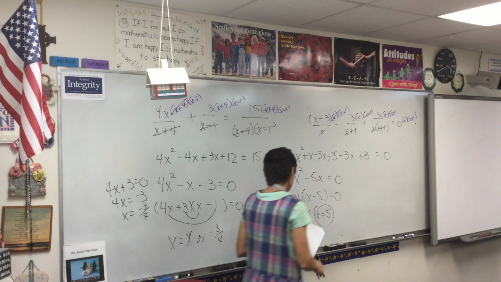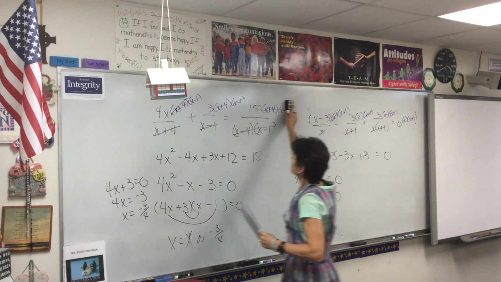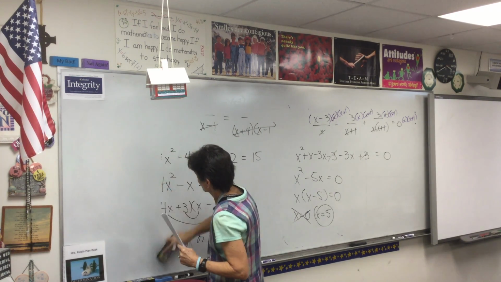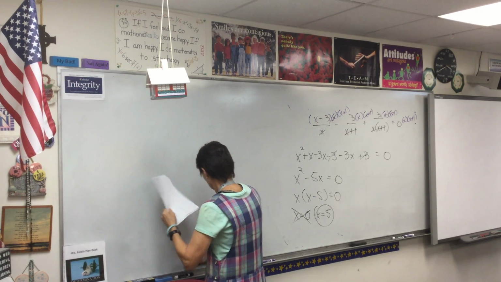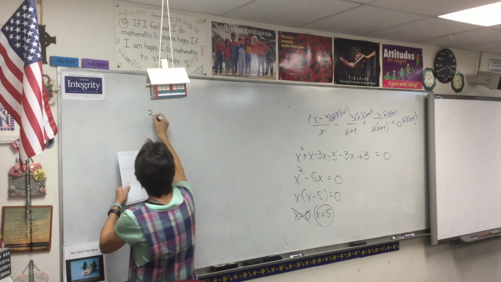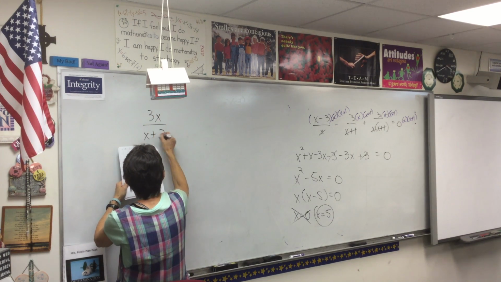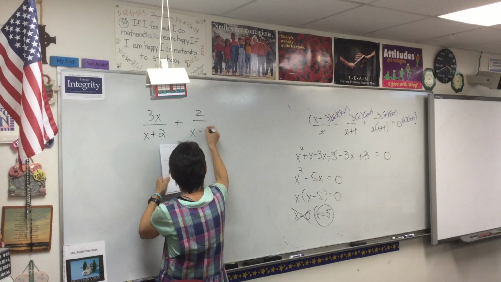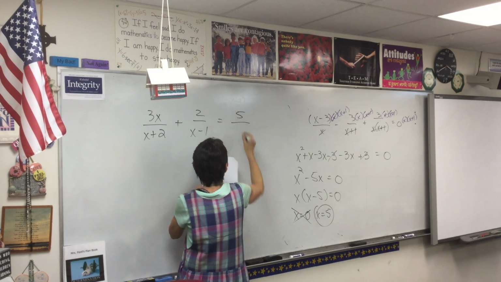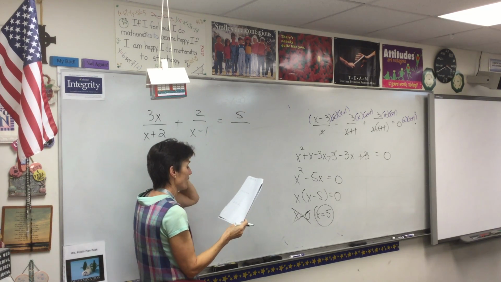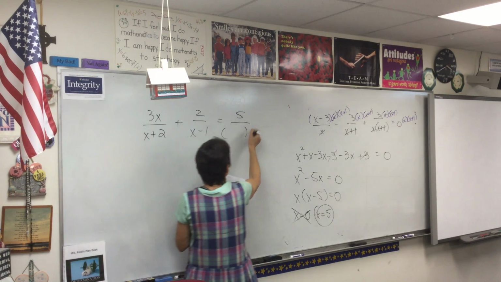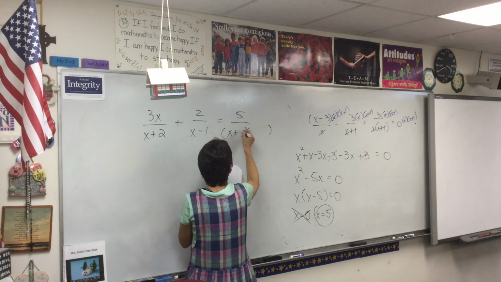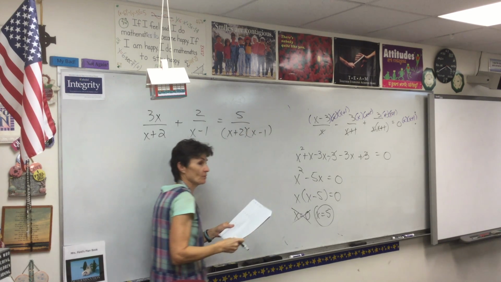All right, we have one more of those, and then we're done with this section. I'm going to go ahead and factor that denominator in number 7, that last denominator. How do you think that factors? x plus 2, x minus 1. x plus 2, x minus 1. I think you're right.